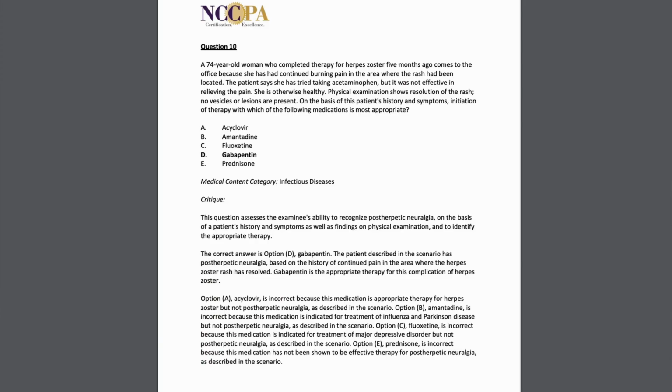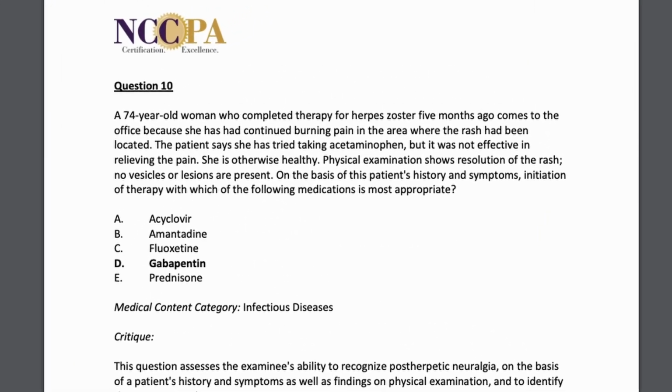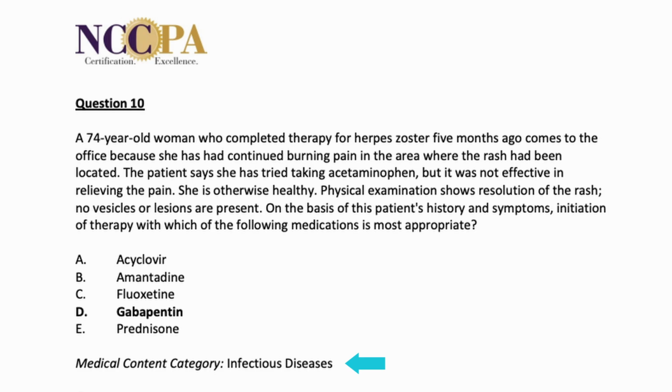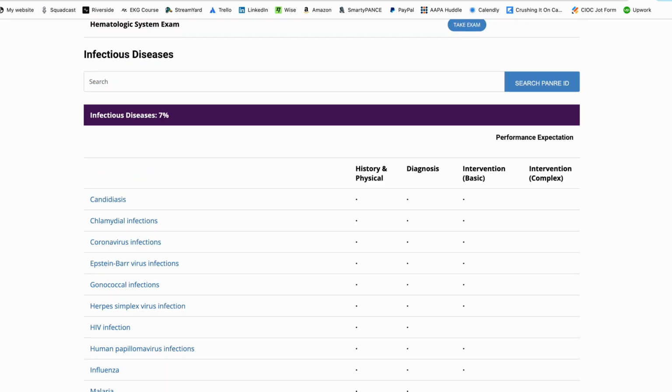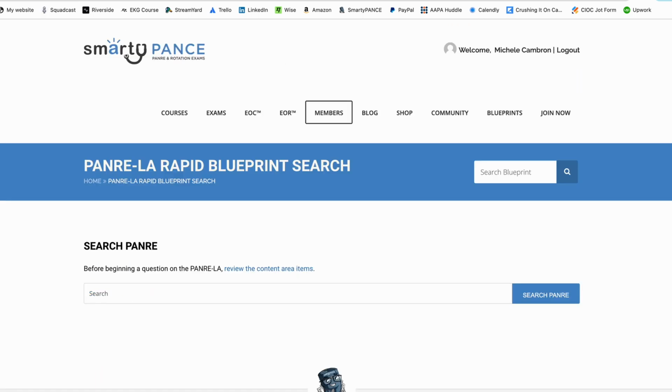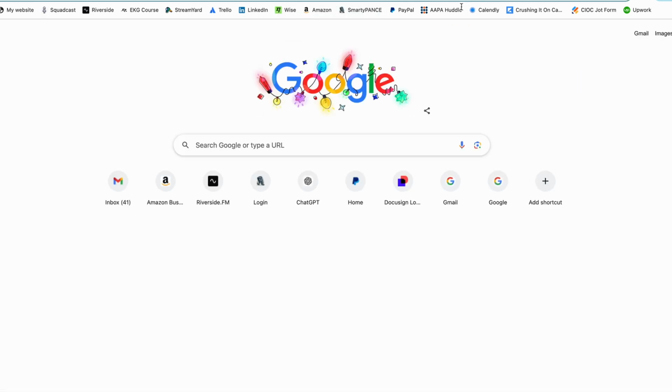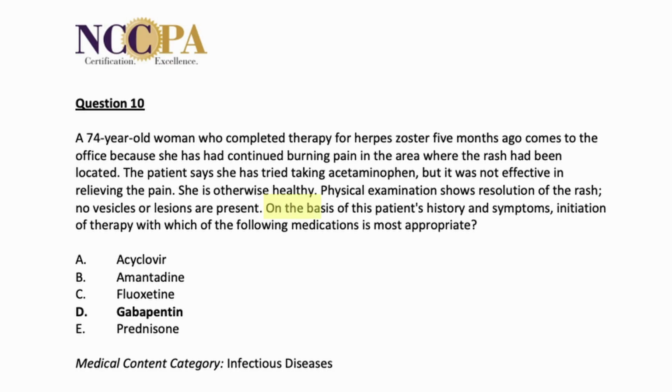And let's look at another question here. And this one is in infectious disease. So I'm going to right click and open infectious disease. I still got my search ready and I need to open a new Google. We're going to find out what they're looking for first. So it says, on the basis of this patient's history and symptoms, initiation of therapy with which of the following medications is most appropriate. So we're looking for what medication?